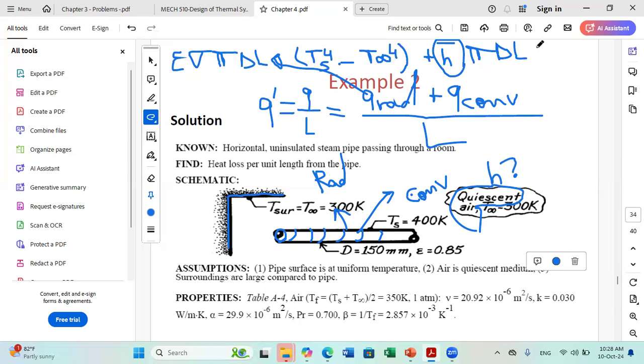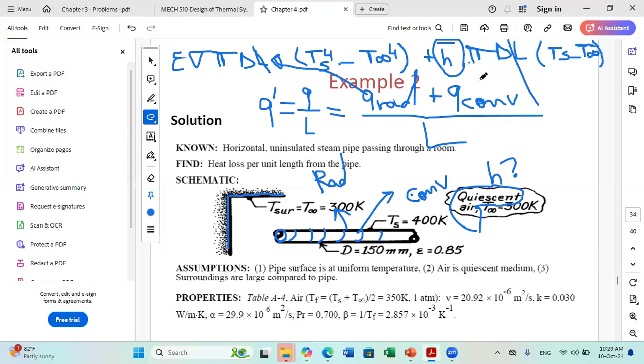Times delta T, so times T surface minus T infinity. We have everything in this formula except H bar. Of course, we don't have L because we need to do it per unit length. If you divide by L to get Q prime, L will be simplified. That's why you don't need the value of L. So, to be able to calculate Q prime, we just need H bar.